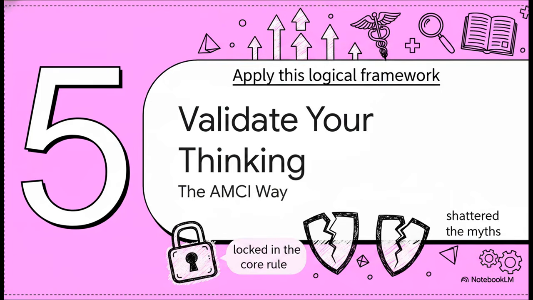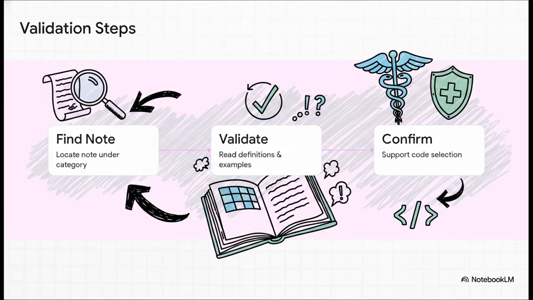And finally, Section 5, validate your thinking, the AMCI way. Let's see how this all builds into a practical step-by-step process. Step 1, find the note directly under that 3-character category. Step 2, read it to validate your thinking. Use the definitions, the clarifications, and the examples to ensure you're in the right neighborhood. And Step 3, confirm your code selection, remembering that the note is there to support you, not limit you. As a coder, you use includes notes to strengthen your accuracy, definitely not to second-guess yourself.